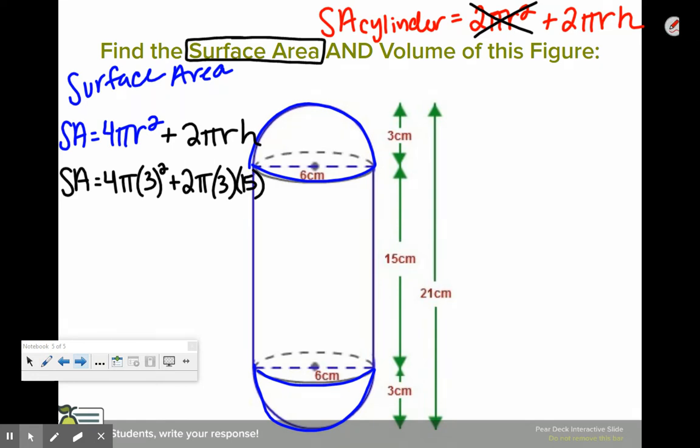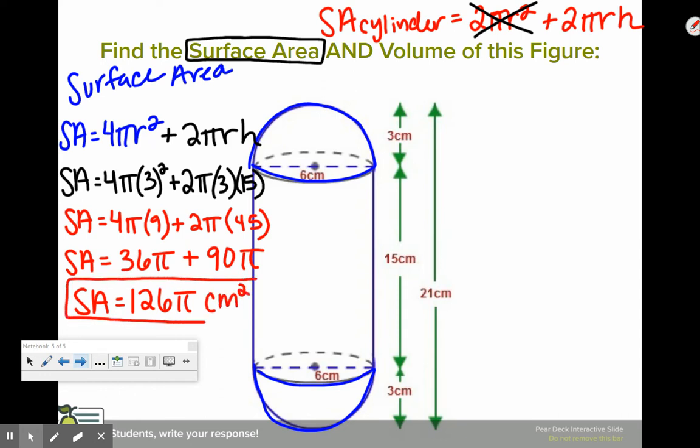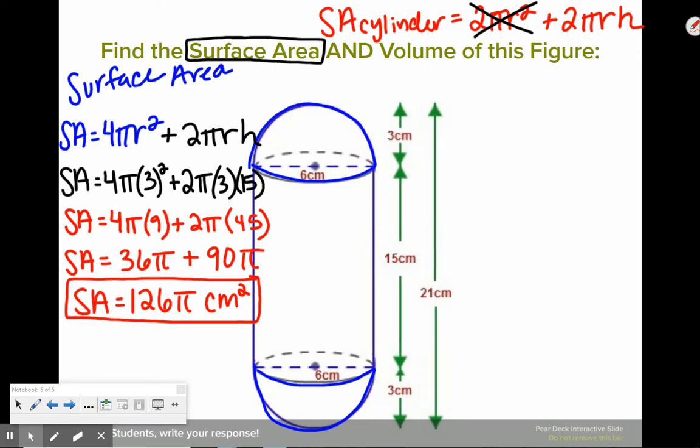Next, we're just going to use some basic solving here. I am going to figure out what 3 squared is, which is 9. I'm going to multiply my 3 times 15 and get 45. I'm just doing some multiplying. You could probably do some of this all in one line. 4 times 9, we get 36 pi. And then 45 times 2, we get 90 pi. Now I can add together 36 pi plus 90 pi because they both have a pi on them. So I get 126 pi centimeters squared for my surface area for this one. If I wanted to find an approximate value, 395.84 approximately.